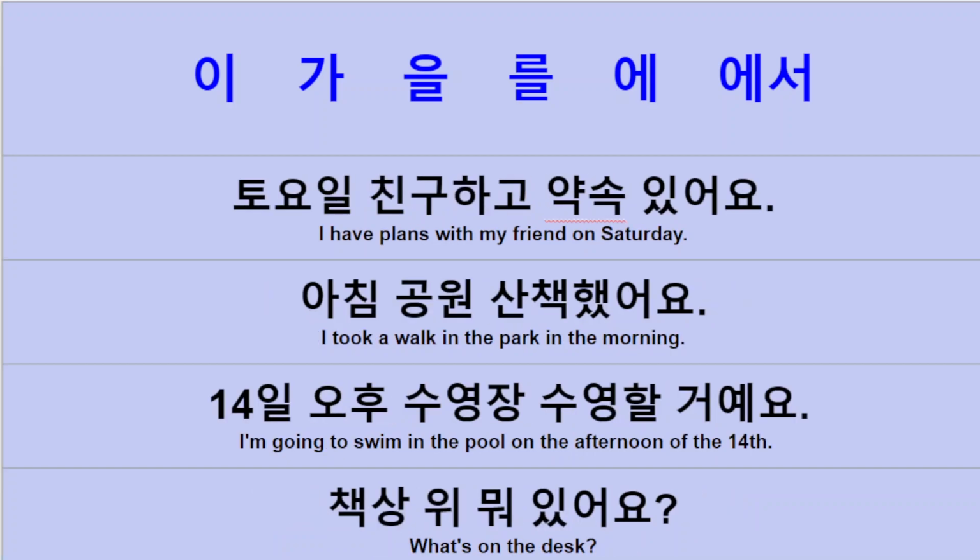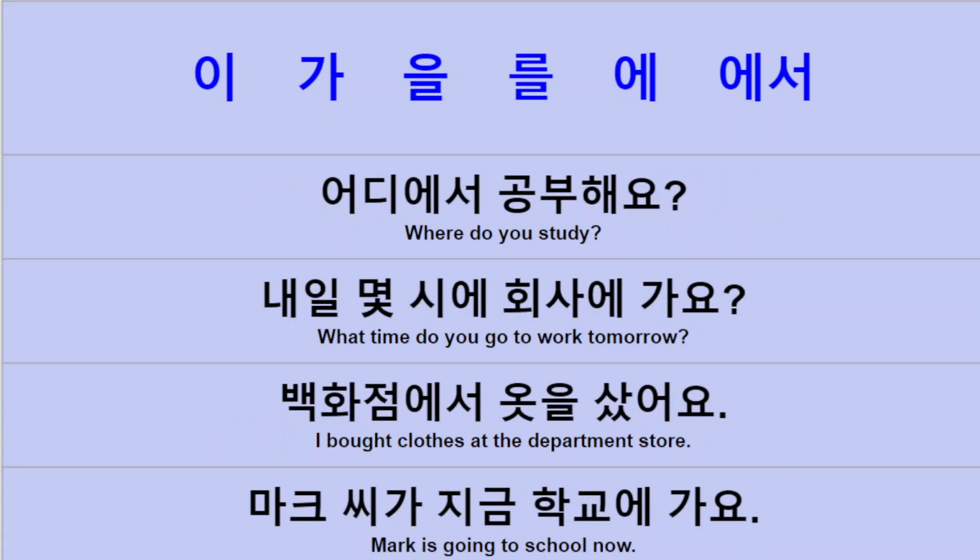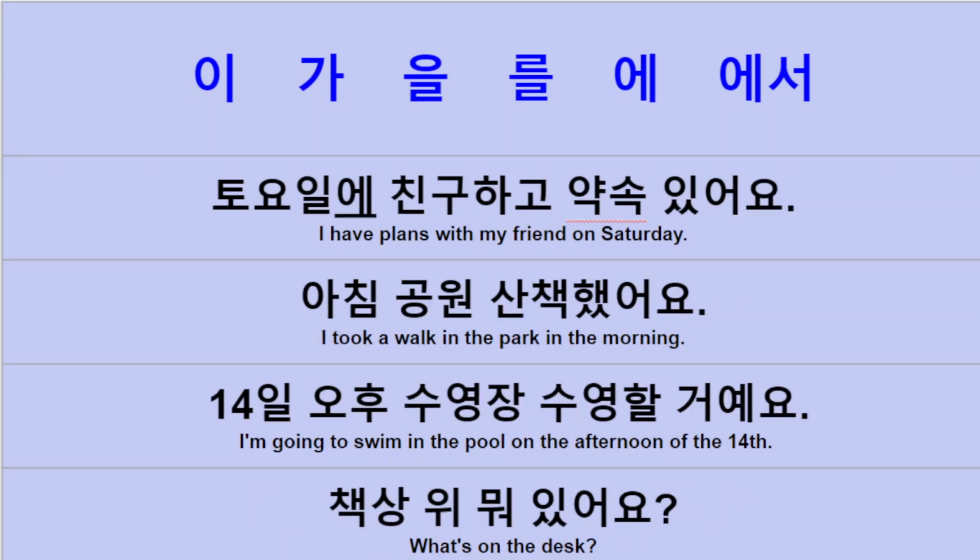is this. 토요일 친구하고 약속 있어요. 토요일 is the time here. So 토요일에 친구하고 약속이 있어요.